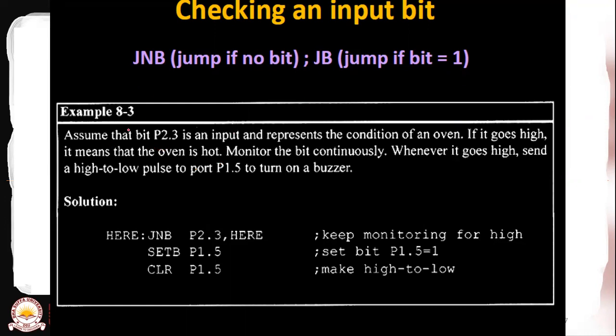Before that, this can be an example of a situation. For example, we have some input connected at, let's say, P2.3, and if it goes high, it means the temperature is very high, and we are monitoring that bit, and we have to do something about it, like turn on a buzzer on some other port. So a jump can do this job interestingly. So keep monitoring for this.